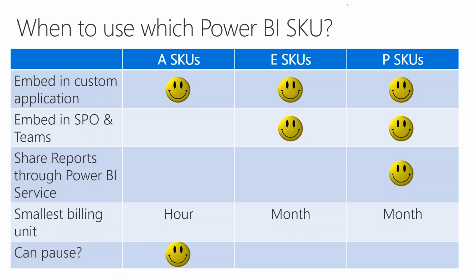Okay, so the A SKUs are strictly the Power BI Embedded Azure service, and all I can do with the A SKUs is embed my content in a custom app. I can't give access to the content through Teams or SharePoint Online. The users can't log in through the Power BI service to view that, but the smallest billing unit is an hour. And that means I can scale up 1 hour, I can scale down the next hour.